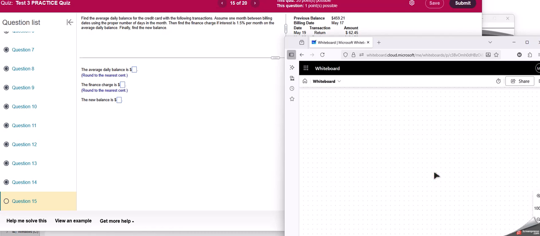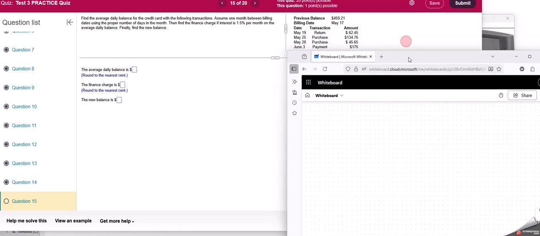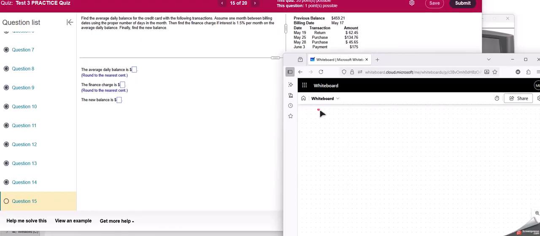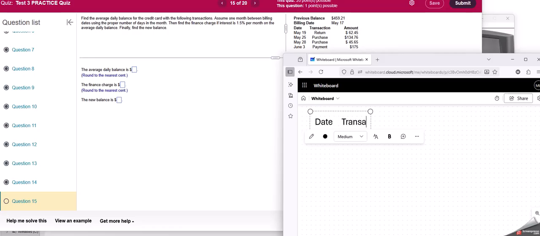This wasn't far enough. There it is. Okay, so this is the one where we set up the table. So we'll have our date, then we'll have a transaction, and then we'll have a balance.